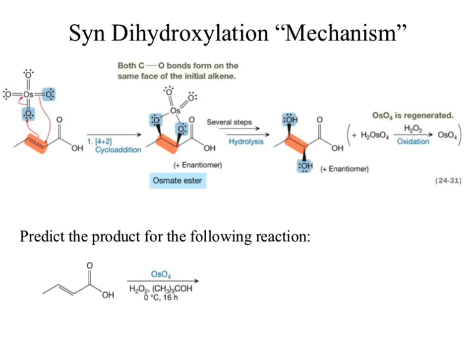Notice in the osmium structure, they're both wedges. Why is one not dashed? Because it's not anti-attack, it's cis-attack. Because it's attacking on the same side, they should be on the same side.